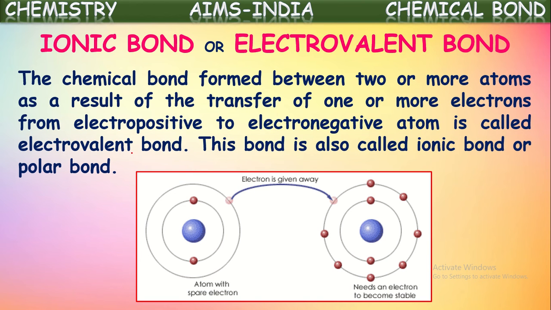See here, one example is shown. One atom is giving an electron. This we say is the electropositive atom, and this one is accepting that electron. By accepting this electron, it creates a negative charge. The other creates a positive charge. Between these two oppositely charged ions, now attraction occurs. That attractive force we call ionic bond or electrovalent bond.